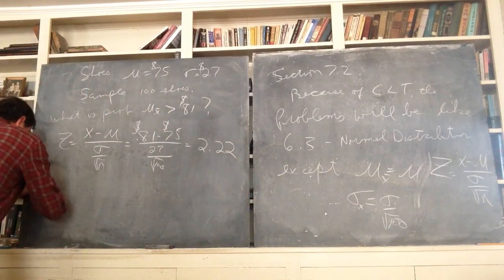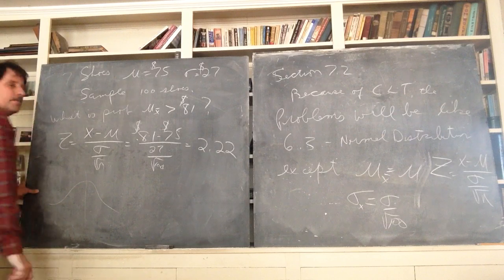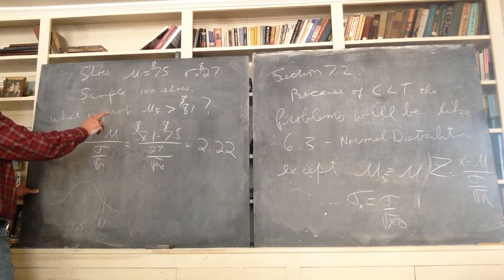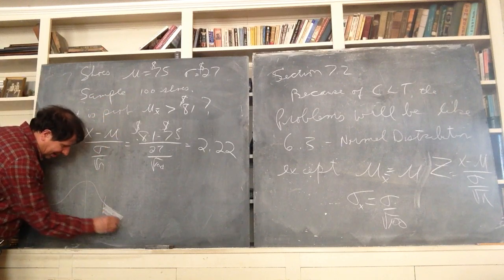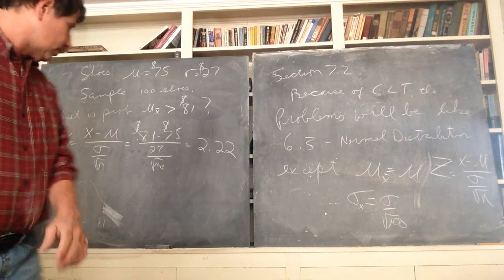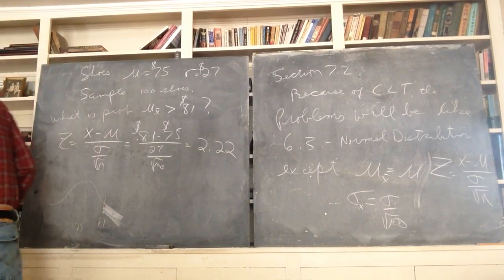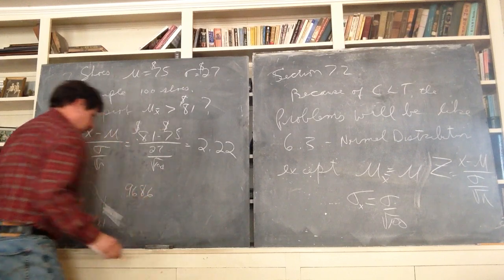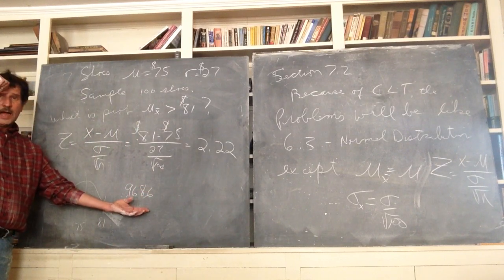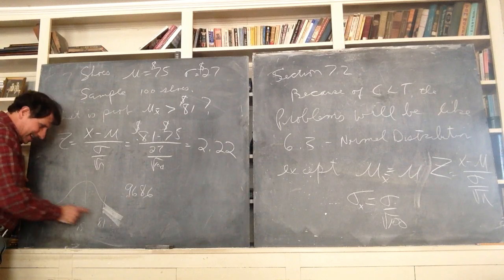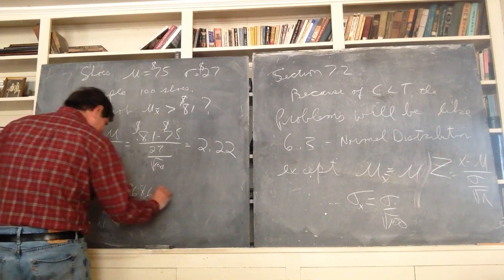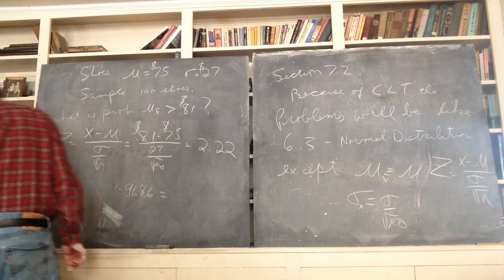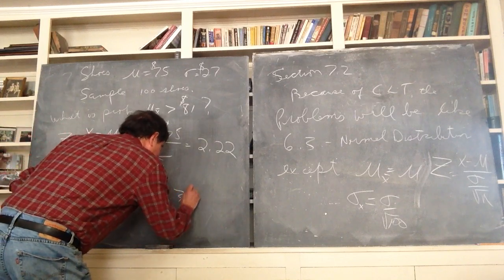So what does that mean? Here is the mean, 75 bucks. Here is 81. And we want to know the probability that it's greater than 81, so we're looking that up. If you look up 2.22, you get 0.9686. However, that's this part, not that part. So we're going to take 1 minus that, which gives 3.14%.